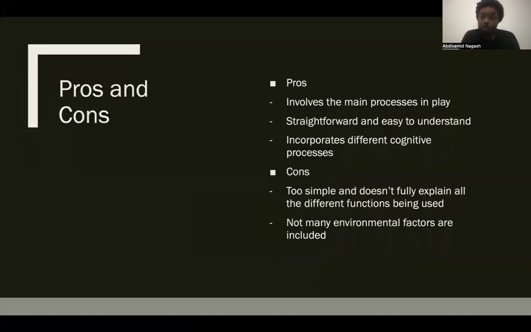For that model, there are pros and cons. The pros that I think the model has is that it involves the main processes in place. We see memory, we see attention. It also is straightforward and easy to understand. Finally, it incorporates different cognitive processes. For the cons, it is oversimplified, and it doesn't fully explain all the different functions that are being used. There are not many environmental factors included in the model itself.